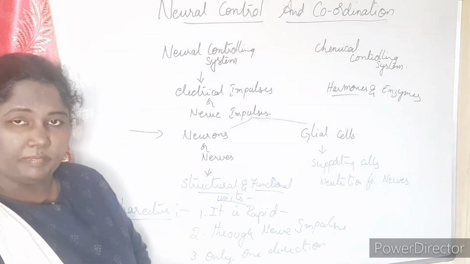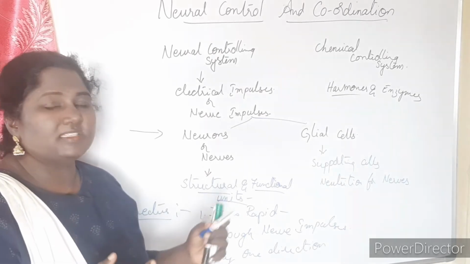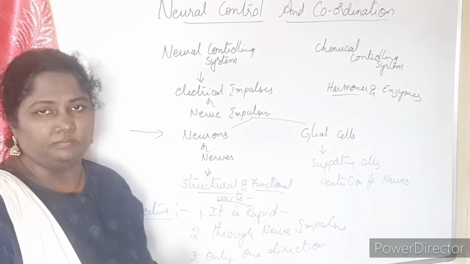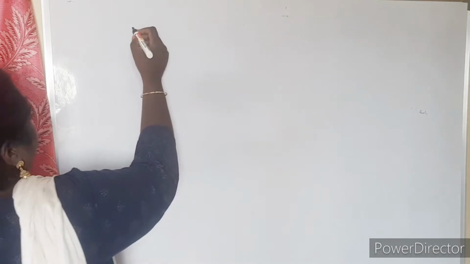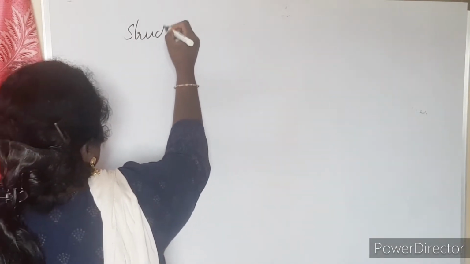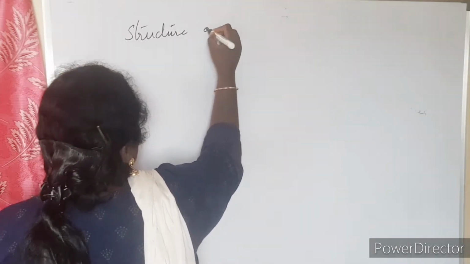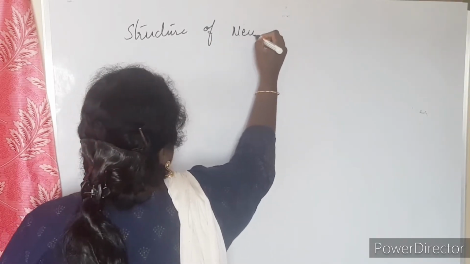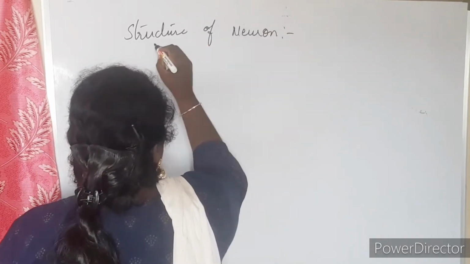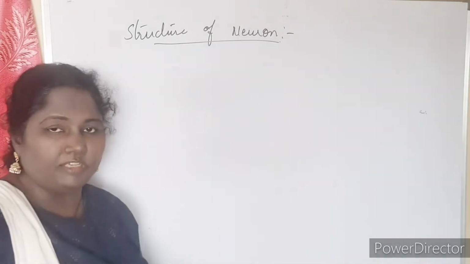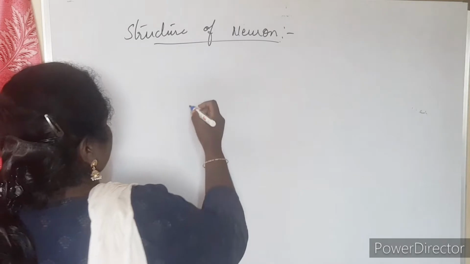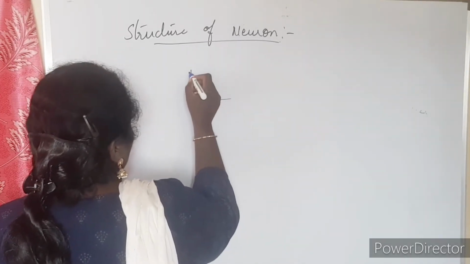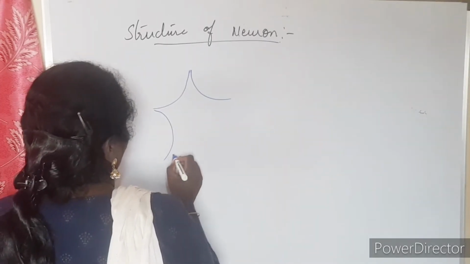Now in the second segment we will see the typical structure of the neuron. From classes 9th and 10th we have been seeing the structure of the neuron. It has a cell body which is surrounded by dendrites.